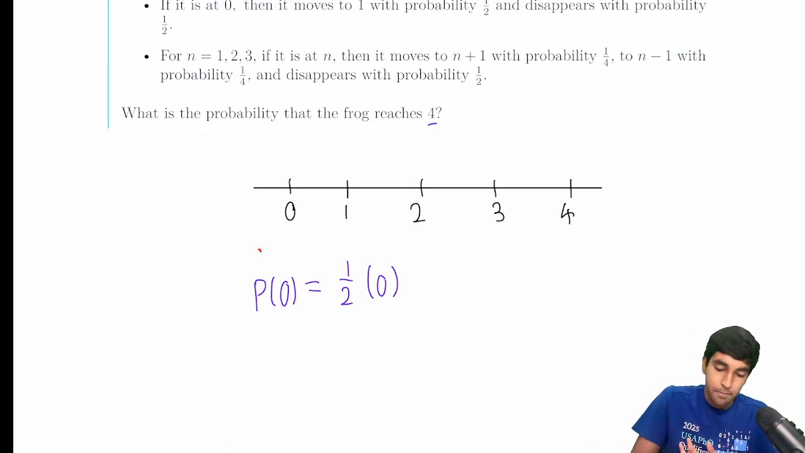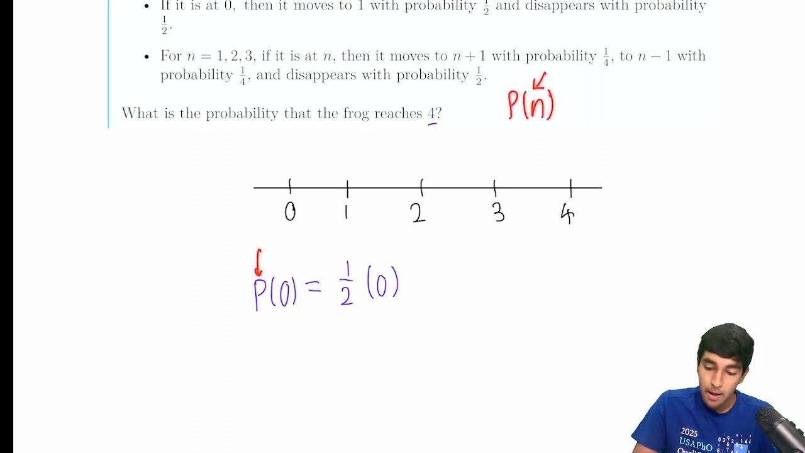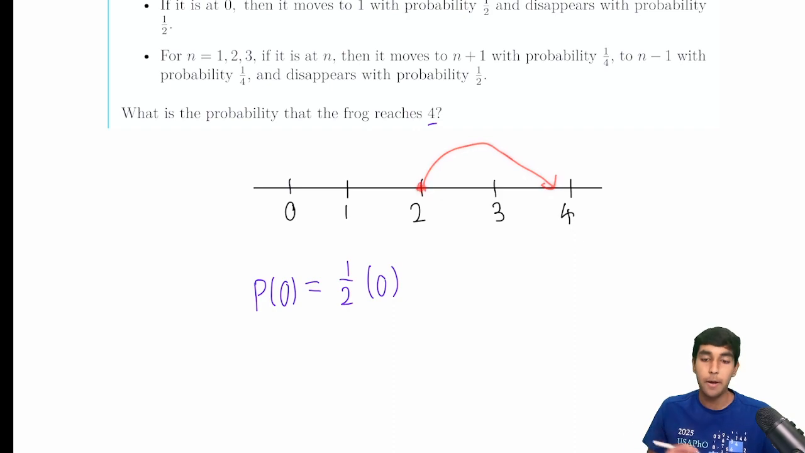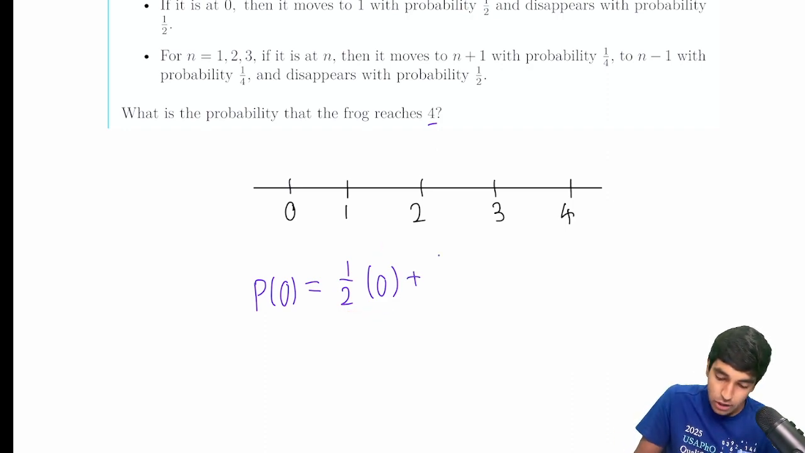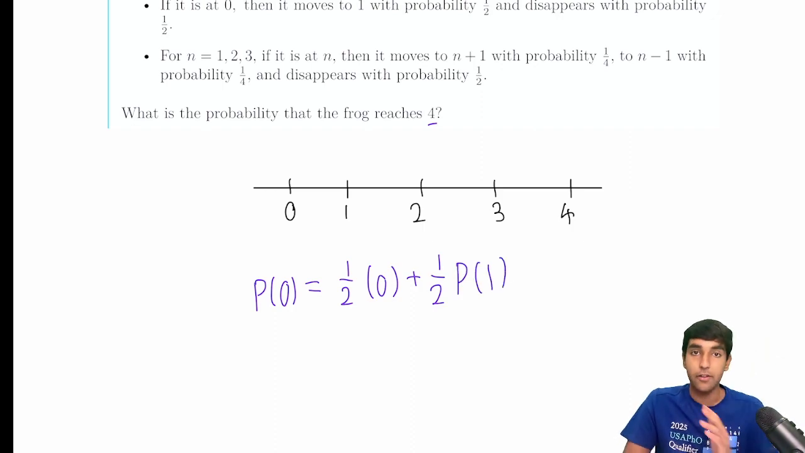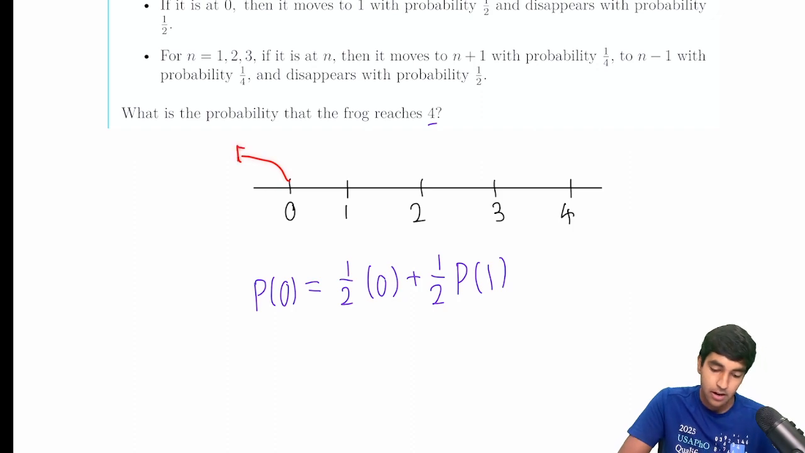So what I mean by P of n is, what's the probability of reaching the position 4 from n? If you're at n right now, what's the probability you're going to make it to 4? And so the probability of making it to 4 from position 0 is half times 0, because there's a 0 chance if we disappear, plus a half chance times P of 1. So we're recursively using P of 1 here. Half chance we disappear, half chance we're now at P of 1, and now our probability of making it to 4 is just P of 1.